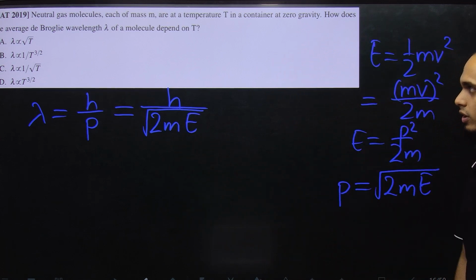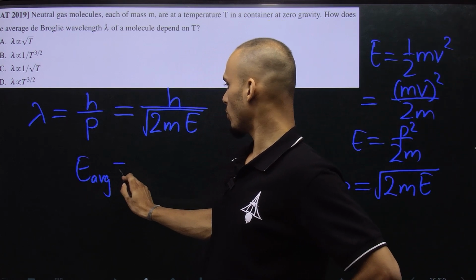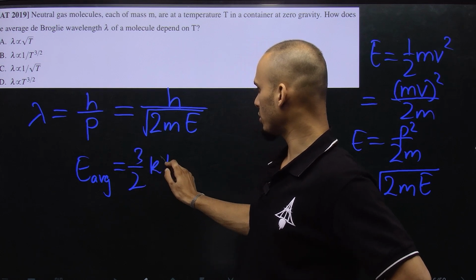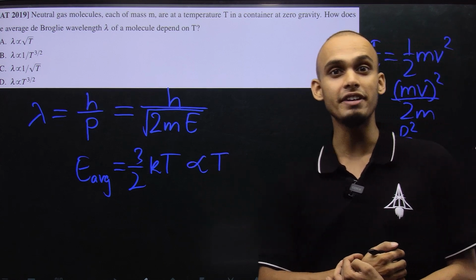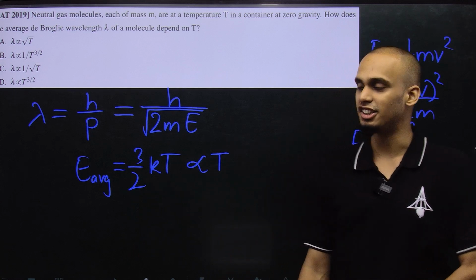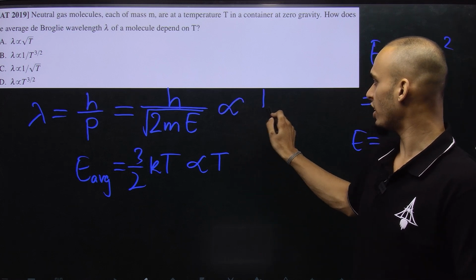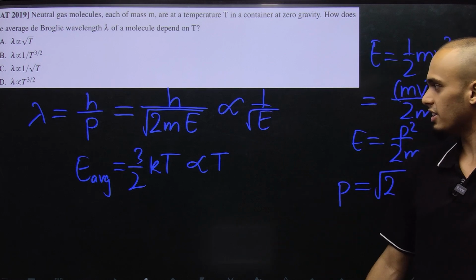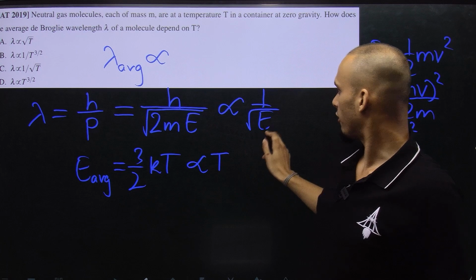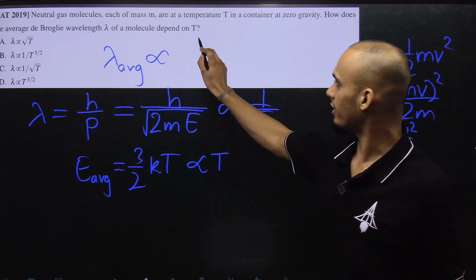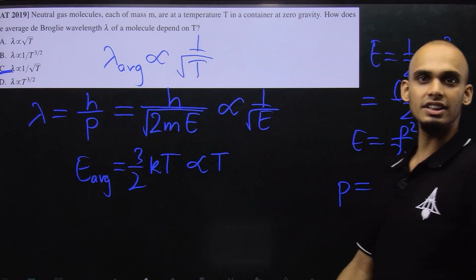Now since we know that for an ideal gas, the average kinetic energy E average is equal to 3 by 2 Boltzmann constant into temperature, that is, it is proportional to temperature, which is also one of the postulates of kinetic theory of gases, that at steady state, average kinetic energy is proportional to temperature. And since de Broglie wavelength is proportional to 1 upon root of energy, the average de Broglie wavelength will be proportional to 1 upon square root of temperature. Option C will be matching in this case.